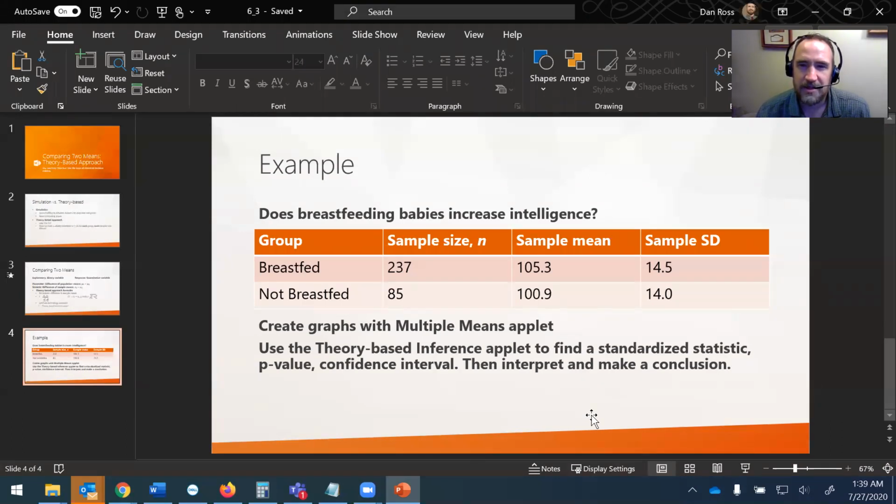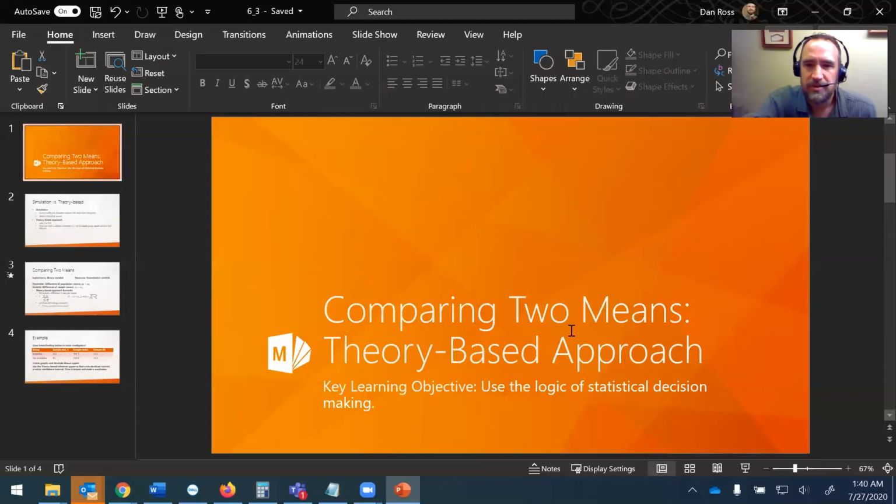We have not done an experiment. We simply observed what these values were, asked the parents, did an IQ test and observed. We did not assign to the two different groups. In an experiment, we'd have to do random assignment to our two groups. We do not randomly assign parents to either breastfeed or not breastfeed their babies. And so therefore we can't conclude a cause and effect. So that's how we can do a theory-based approach when we want to compare two means.